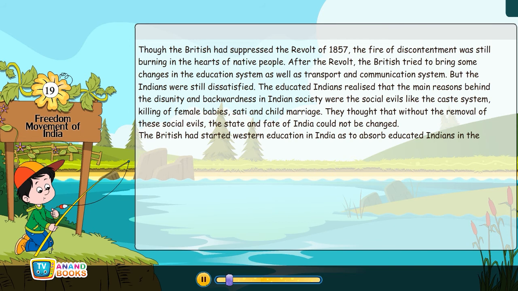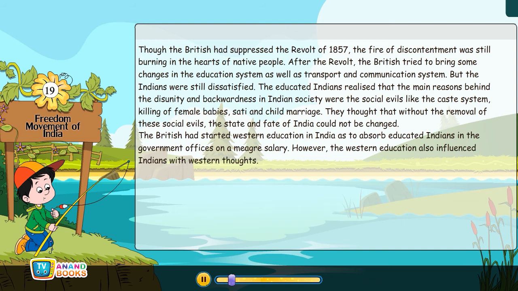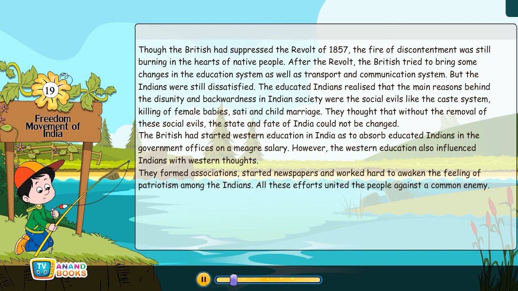The British had started Western education in India to absorb educated Indians in the government offices on a meager salary. However, Western education also influenced Indians with Western thoughts. They formed associations, started newspapers, and worked hard to awaken the feeling of patriotism amongst the Indians. All these efforts united the people against a common enemy. Many Indians rose to fight against injustice and bring reforms to Indian society.